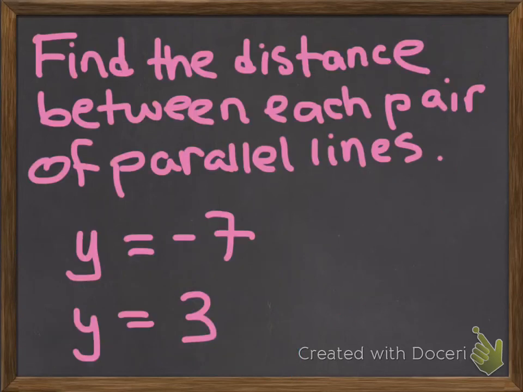Here we're asked to find the distance between each pair of parallel lines again, but notice that they're only equal to y. So we can just count. How do you get from negative 7 to 3? Think about almost on a number line, and that is going to be 10 units. So our answer here is 10.